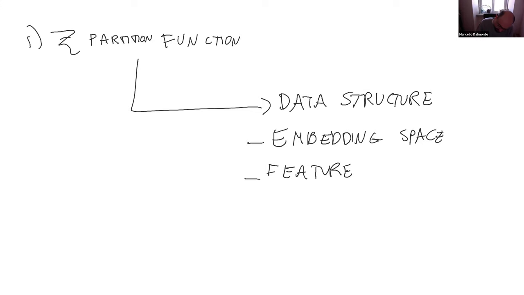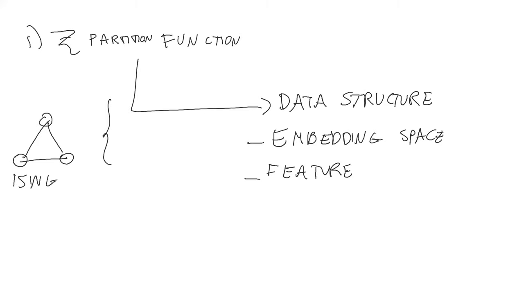And remember, everything we will be doing here will be done in the context of this very simple three-site Ising model, because it's the one where we can write down everything explicitly in a simple manner. Okay? So this will be the first part of the lecture.